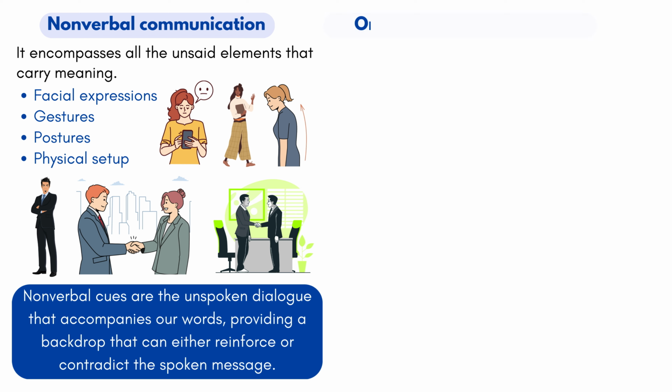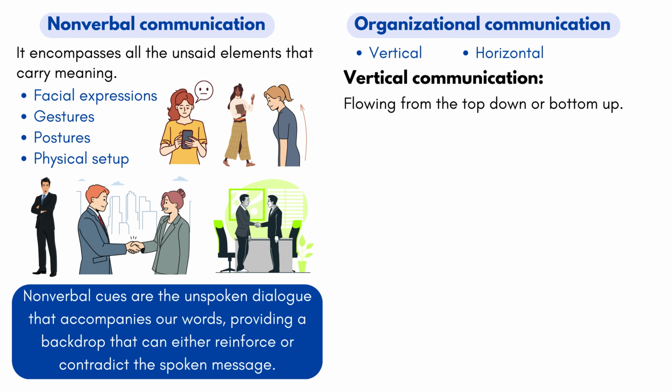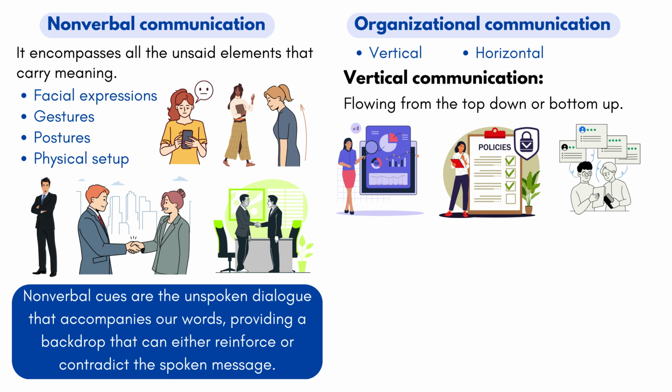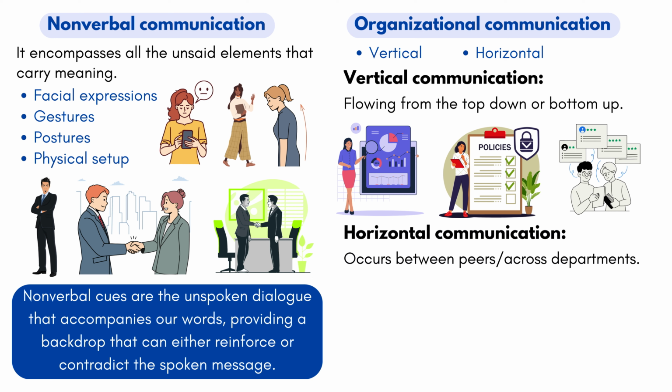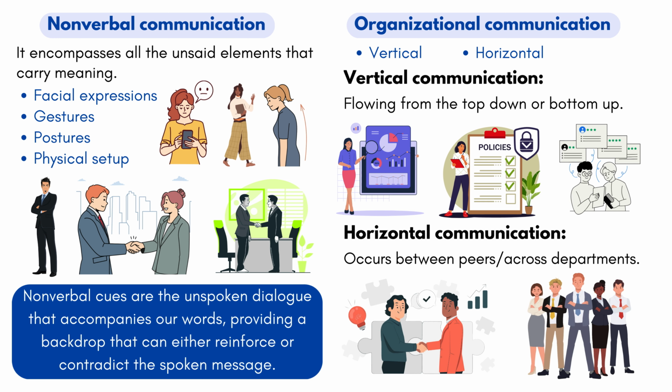When considering organizational communication, we see a web of interactions that are both vertical and horizontal in nature. Vertical communication, flowing from the top down or bottom up, is essential for the implementation of strategies and policies and for feedback to reach all levels of the organization. Horizontal communication, which occurs between peers or across departments, is the foundation for collaboration and team building. Both forms are essential for the smooth operation of an organization and for fostering a sense of unity and shared purpose.